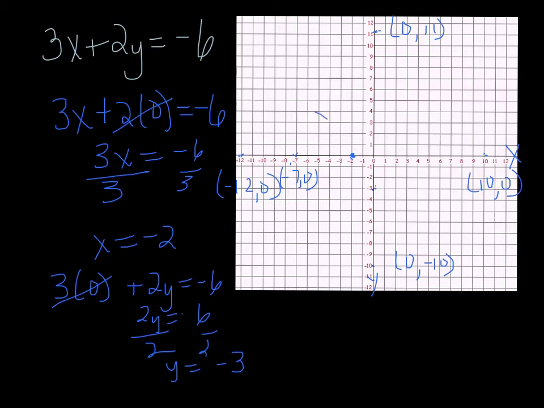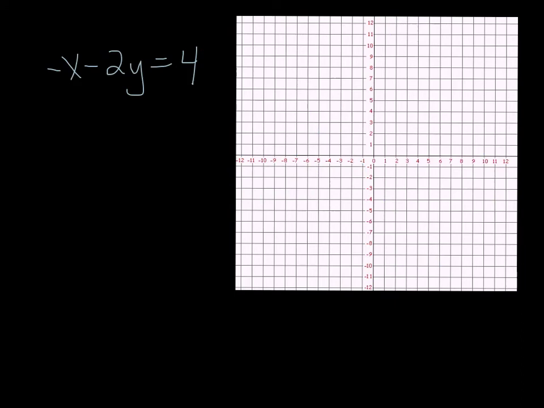Now just draw a line that crosses through those 2 points. And there's your line. So the easy way to remember this is one time you're going to make x 0, and one time you're going to make y 0, and then solve for the other variable. Let's do another.